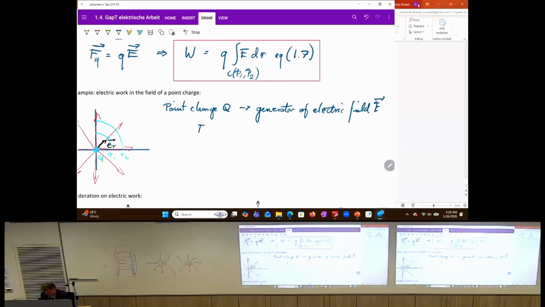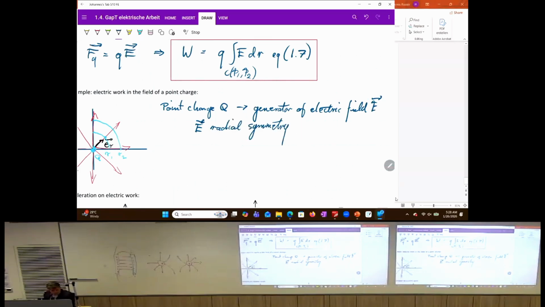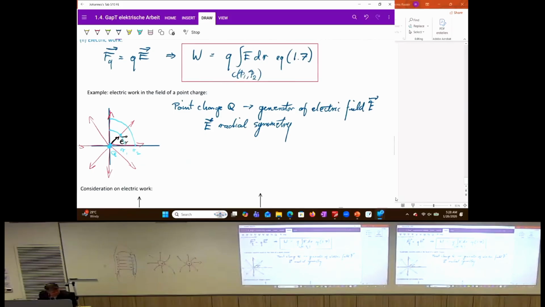Important, because it's a point charge, we have a radial symmetry. Right now we're looking only at the two-dimensional case, with x and y, but of course if you are looking at the three-dimensional case, then we have not a radial but a spherical symmetry. Where is the Q? The Q is located at the origin of the coordinate system.